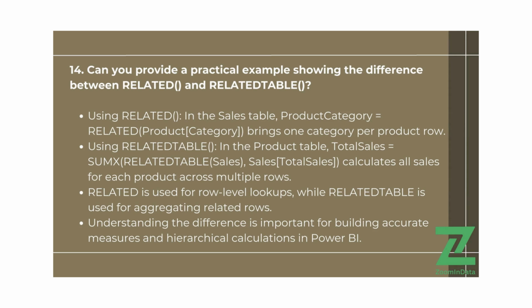So in simple terms, RELATED is for bringing in one value per row, and RELATEDTABLE is for aggregating many related rows. Understanding this difference is essential for building accurate measures and hierarchical calculations in Power BI.